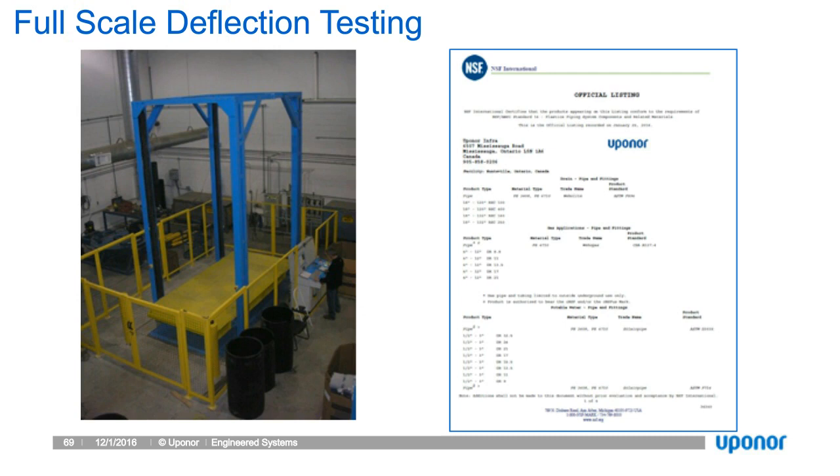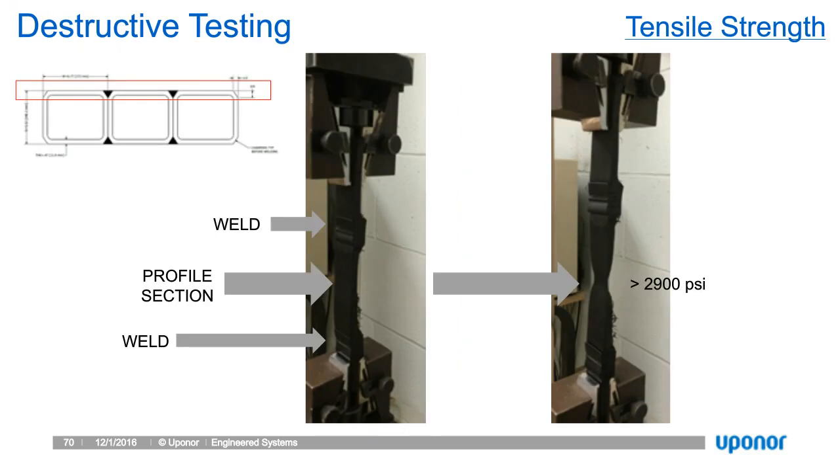We also, as I mentioned earlier, conduct tensile strength testing or destructive testing on our systems, where we'll put the system under load, in this particular case, 2,900 PSI in a tensile load. And as we would expect, we would see the failure of the material in the profile itself, not in the weld seam, and that's what you see in this particular photo.